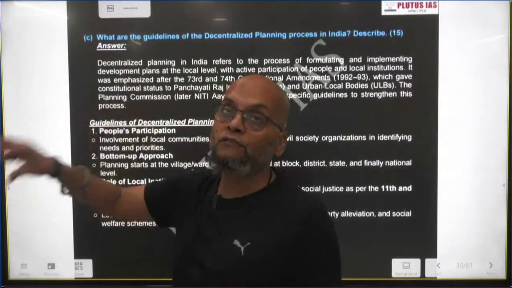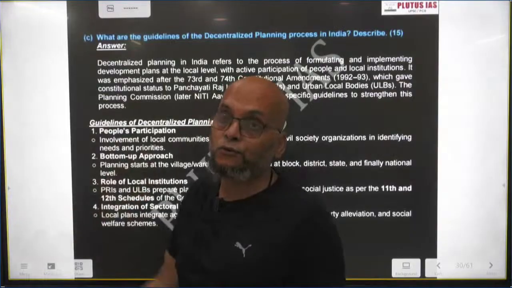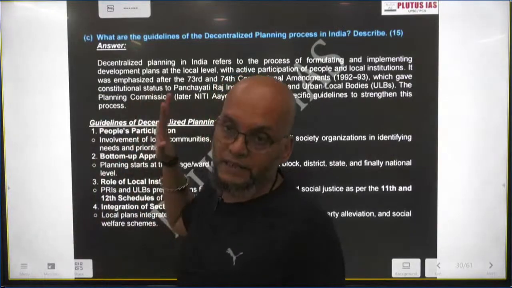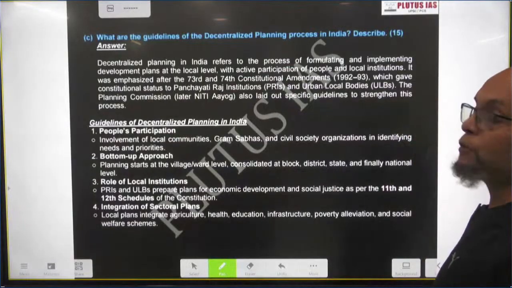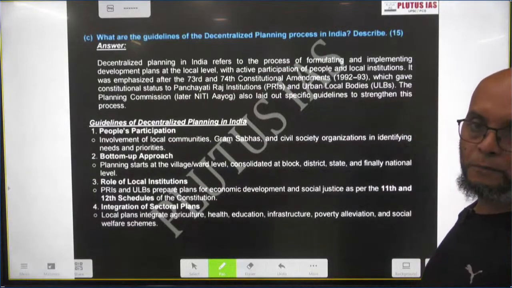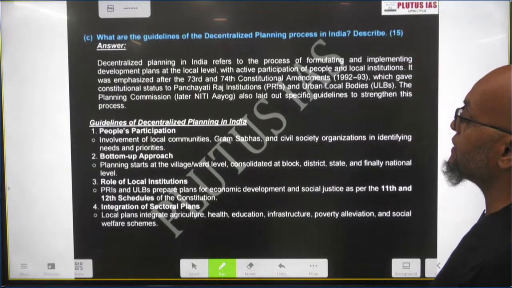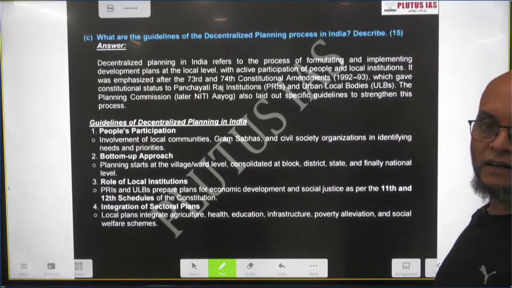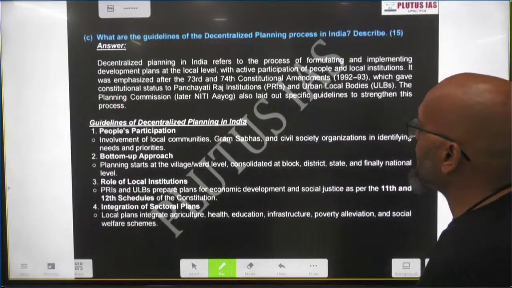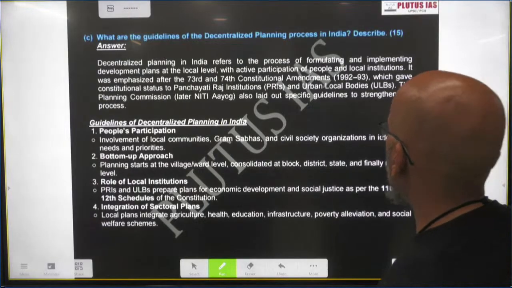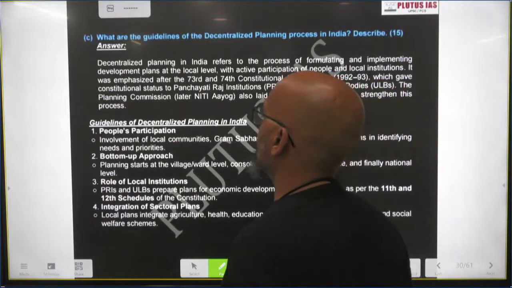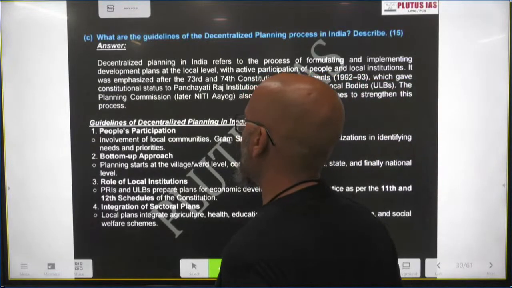So from here you see, moving from the center to the level of states, then districts, then rural areas, Panchayati Raj was recognized. And urban local bodies like municipalities and municipal corporations are the administrative bodies of a town. So the Planning Commission, later Niti Aayog, also laid out specific guidelines to strengthen this process. Guidelines of decentralized planning in India.